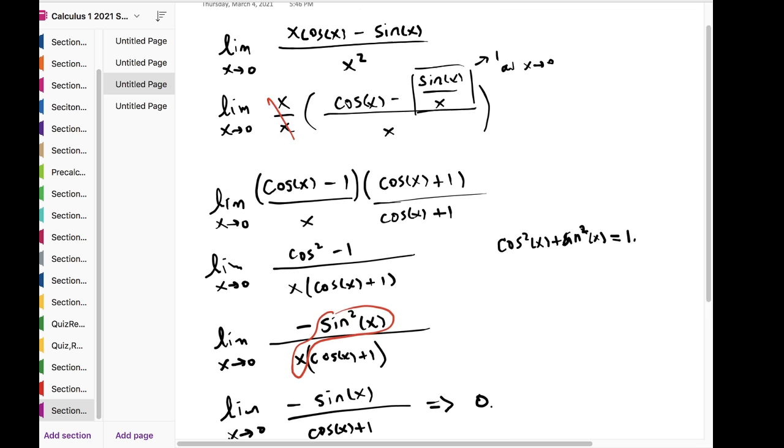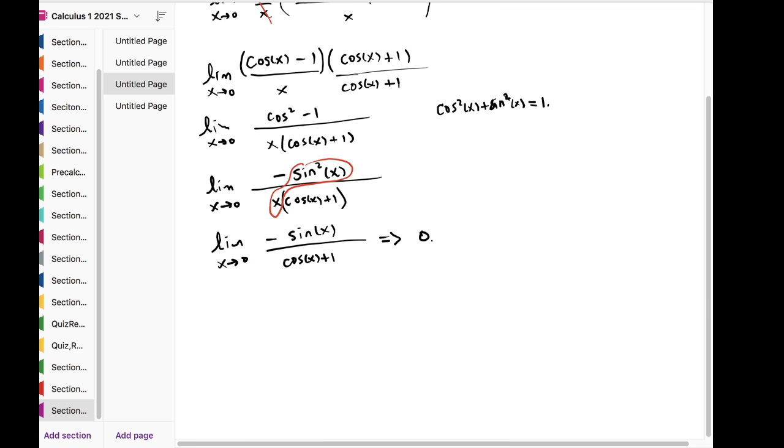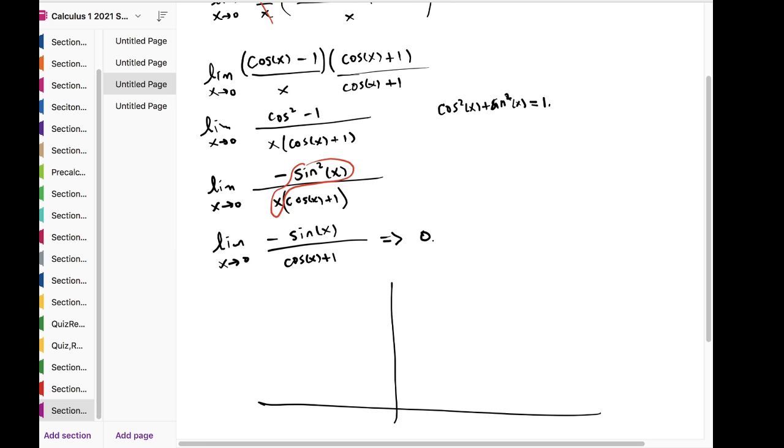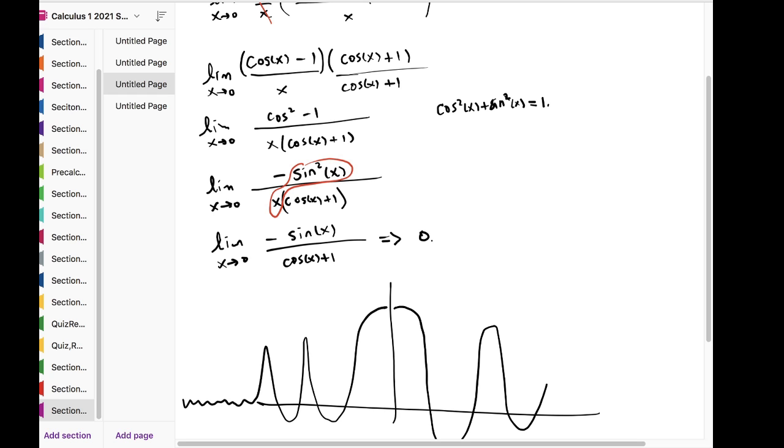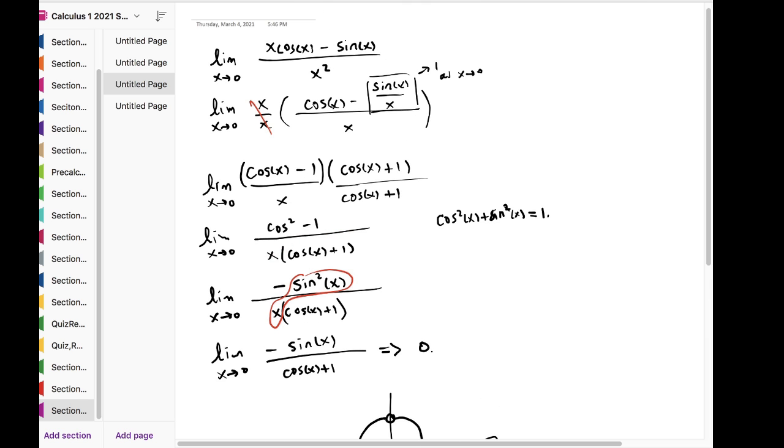Okay, so what this tells us is that in our graph for sine of x over x, we had this stuff going on. So it actually does flatten out at the top here. It doesn't hit here, but it flattens out. Okay. Any questions about that?